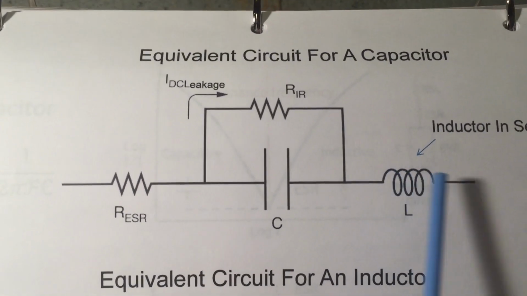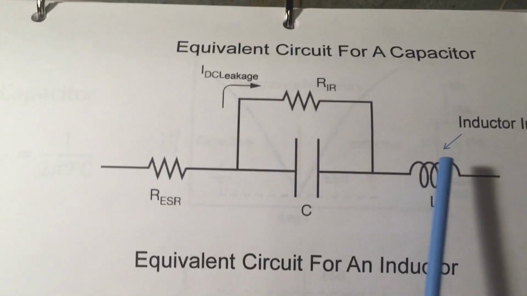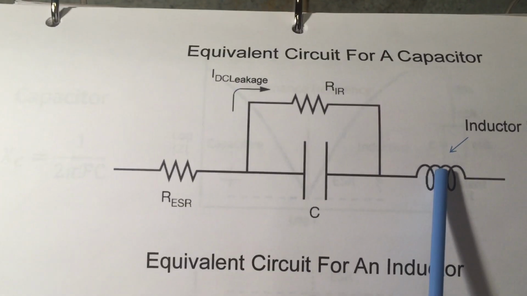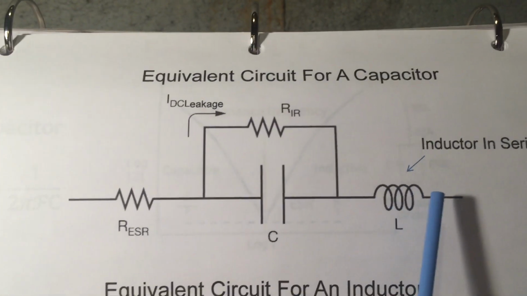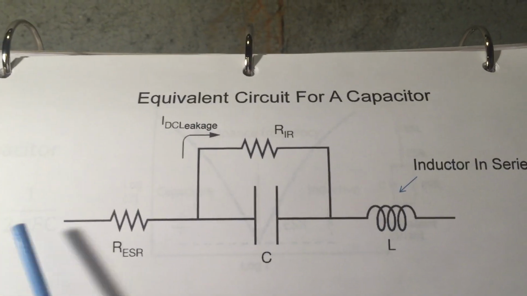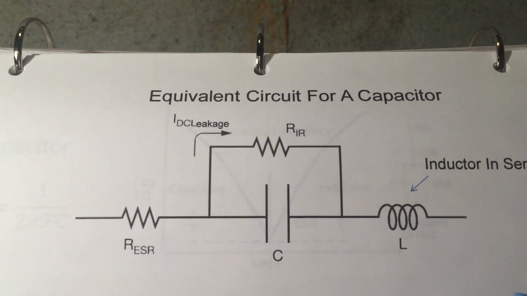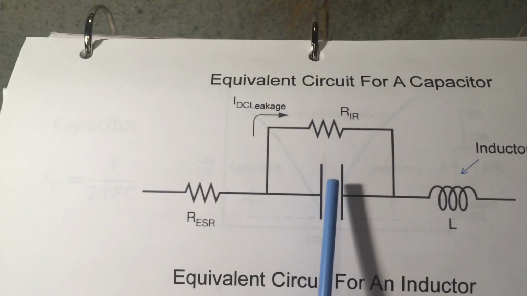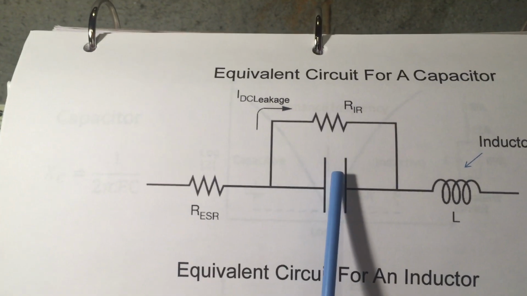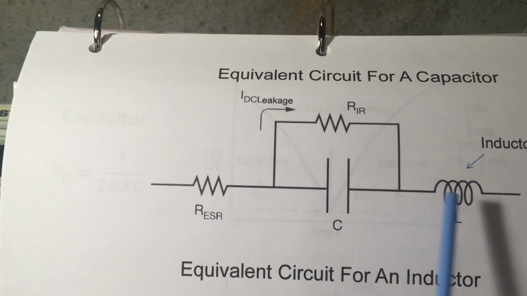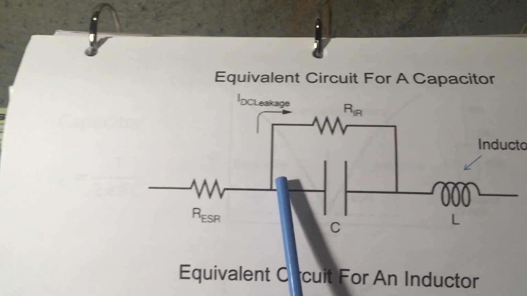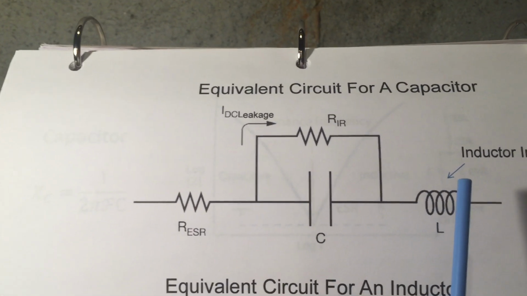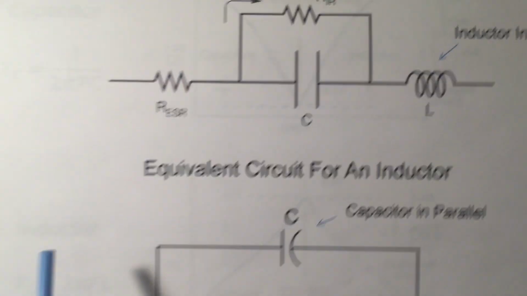And where does the inductance come from? It comes from the internal construction of the capacitor, the leads that are used with the capacitor, etc. So this is your typical model for a capacitor, and the important point I'd like to note is that you see the capacitor, you see the inductor. The inductor is in series with the capacitor. So just bear that in mind, because now we're going to take a look at an inductor.